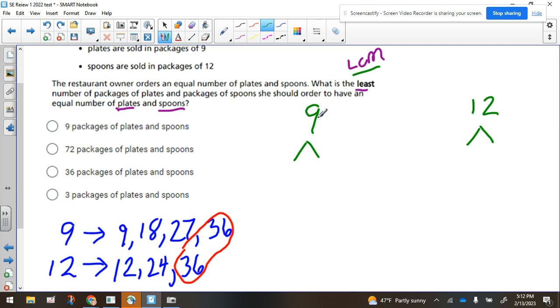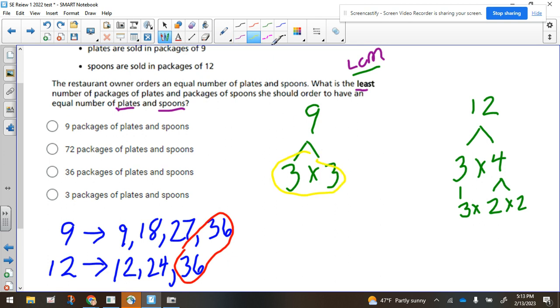If we were going to do the prime factorization of 9, we would think of factors other than 1 times 9 that equal 9, and we might come up with 3 times 3. Now, these are prime numbers, so that tree is done. For 12, we might have done a 3 and a 4, or a 6 and a 2. But let's look at the 3 and the 4, and we would keep going until we have all prime numbers. So the prime factorization for 9 is right here, and the prime factorization for 12 is right here.